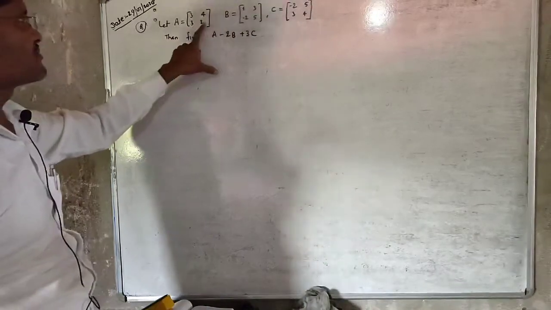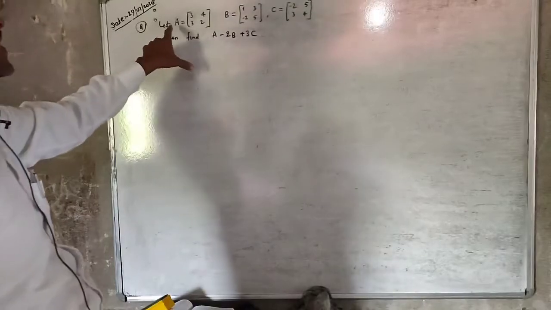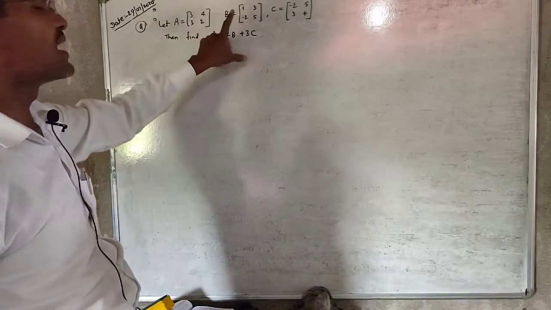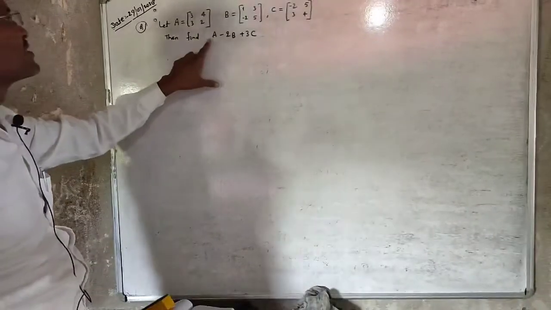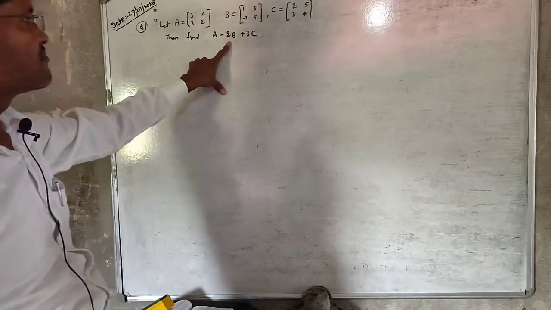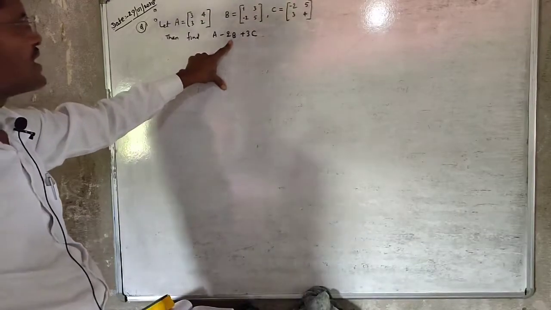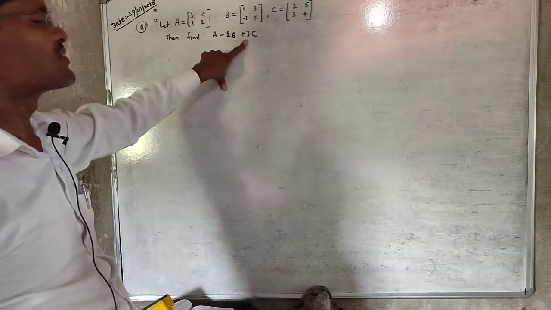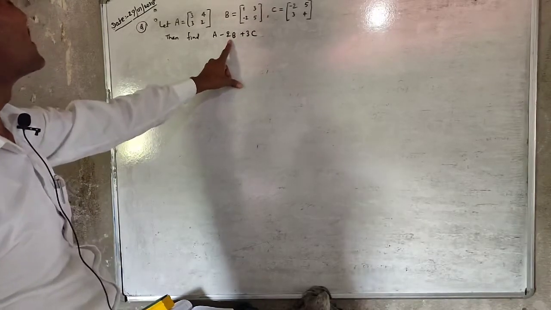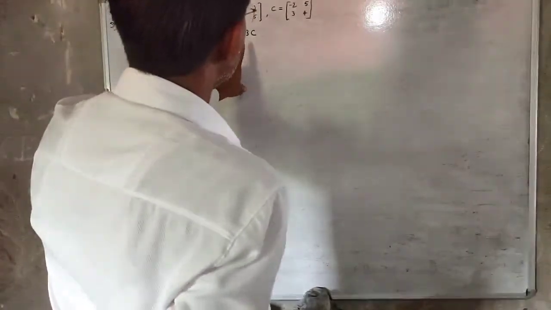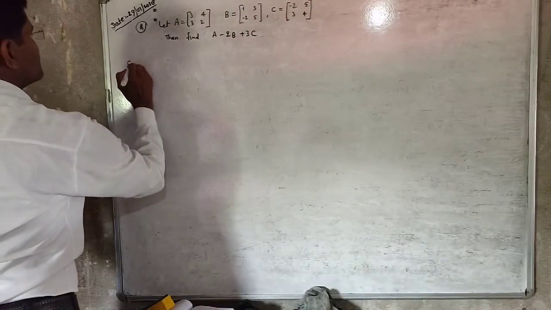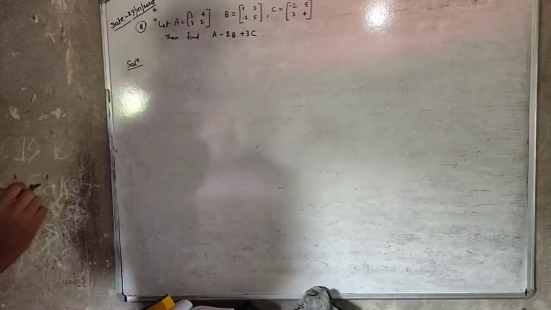Here, a problem is shown on the board. We are given three matrices: first matrix A, second B, and third C, and we have to find the value of A minus 2B plus 3C. Since minus 2B is a scalar product of a matrix and 3C is also a scalar product of a matrix, a scalar multiplication of the matrix occurs in this problem. Now we are going to solve this problem.